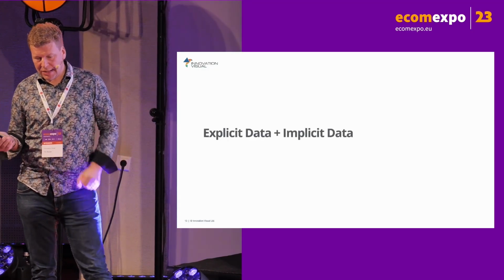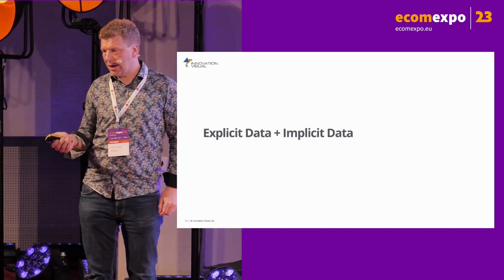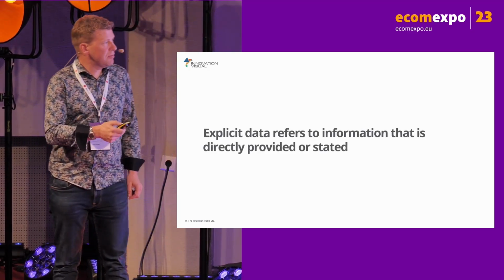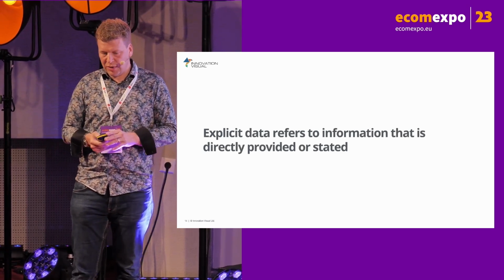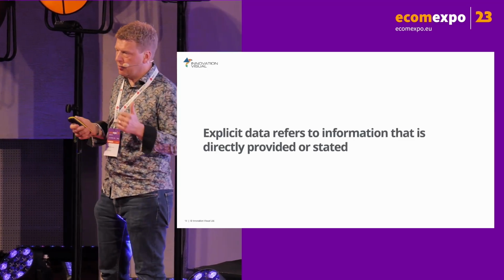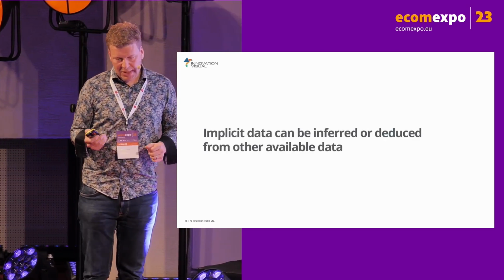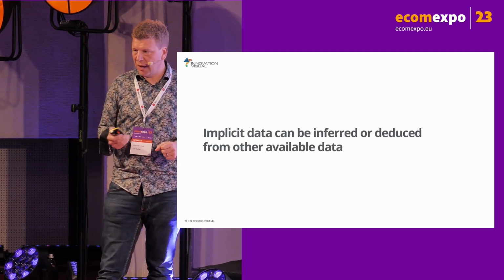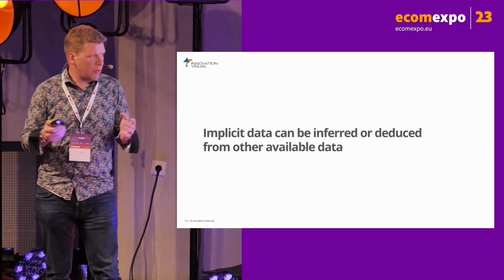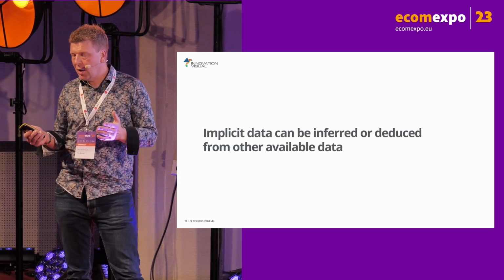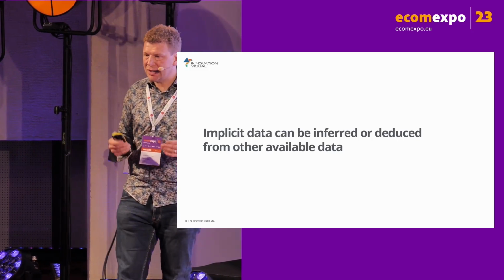And when we're talking about data, we need to think about the types of data that we're collecting. So there's explicit data and implicit data. For those of you who want the definitions, the explicit stuff is the stuff that you're being directly provided with or stated. So this could be purchase history, it could be the location where they live, it could be their age. This is explicit data. But implicit data is inferred or deduced from other available data. An example of this is maybe a customer watches a video on what's the best product in a particular category. We can infer from that that they are interested in buying a product within that category. So that is an implicit data point.